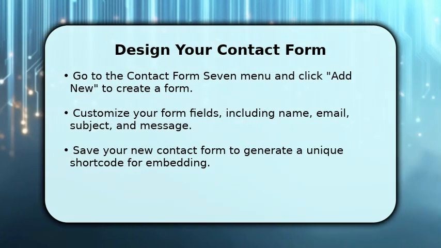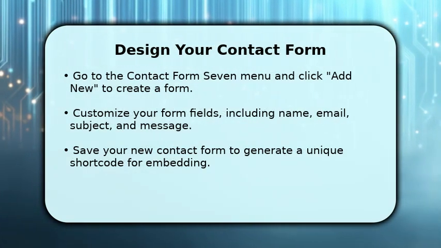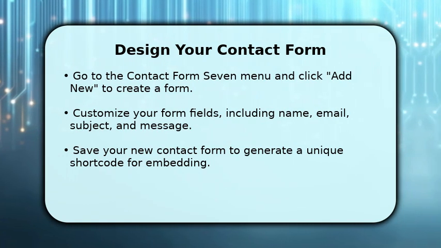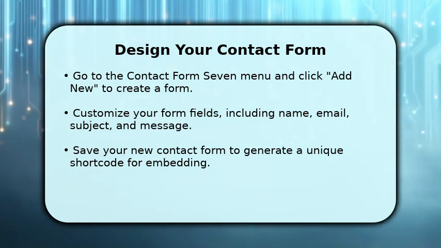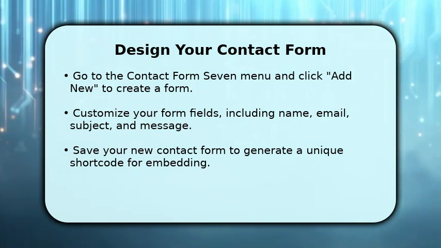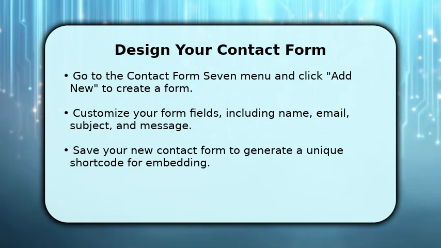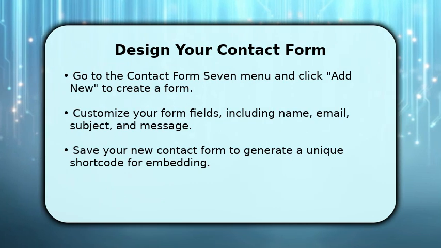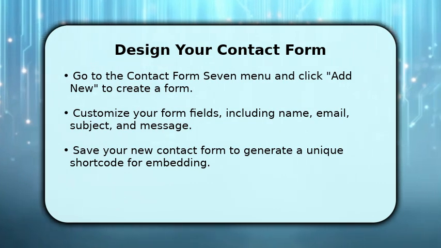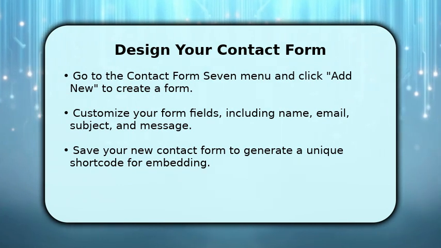Now that your plugins are active, it's time to create your actual contact form. Head over to the Contact Form 7 section in your WordPress admin area and select Add New. Here, you can easily design your form by adding or removing fields like name, email, and message. Once you are satisfied with your layout, save the form. This action will automatically generate a shortcode, which is vital for the next step.